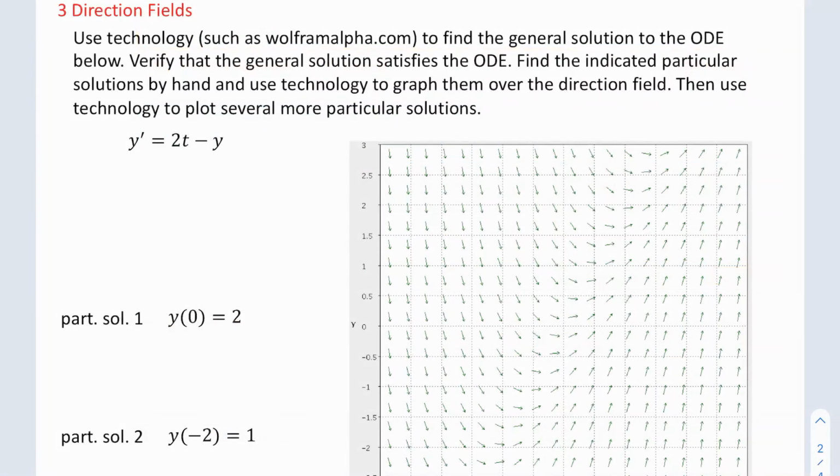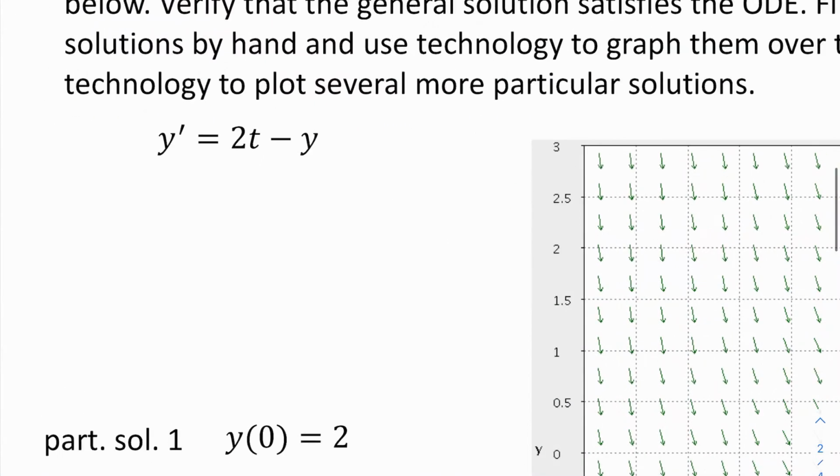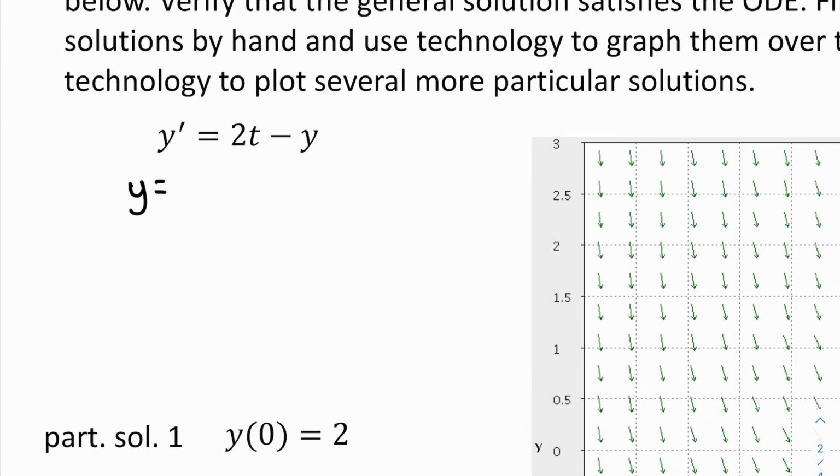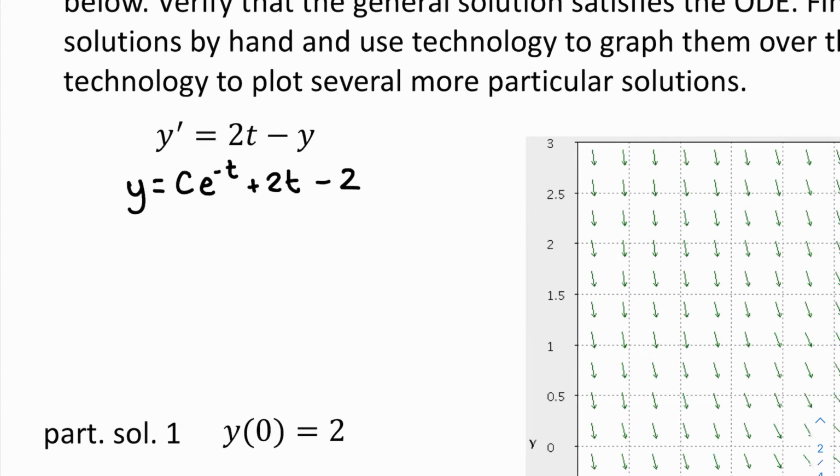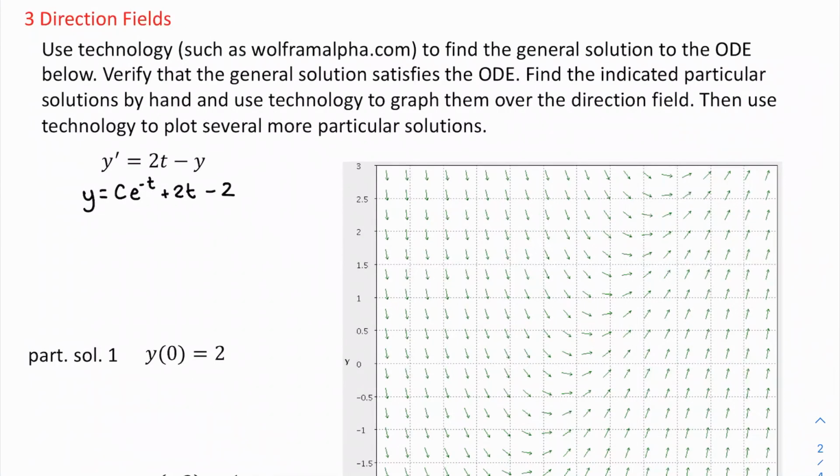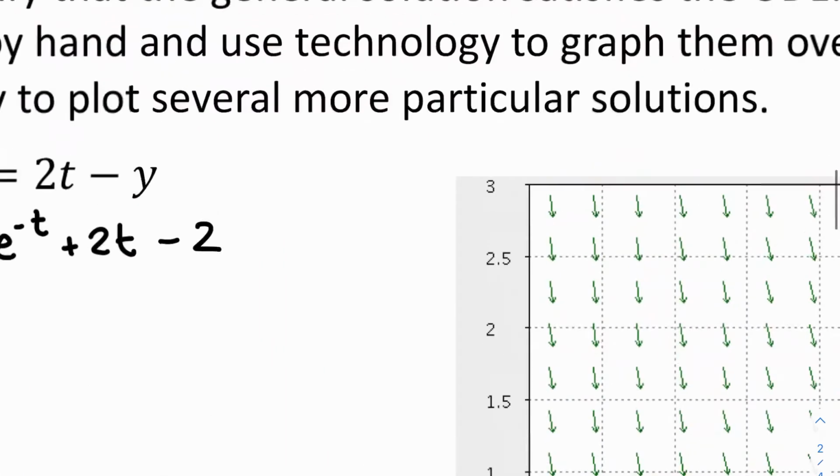So back to our notes, I'm going to write down our general solution. It's y is equal to an arbitrary constant, I'll just put a c instead of c1, e to the negative t plus 2t minus 2. Okay, now we're going to do this step of the instructions: verify that the general solution satisfies the ODE.